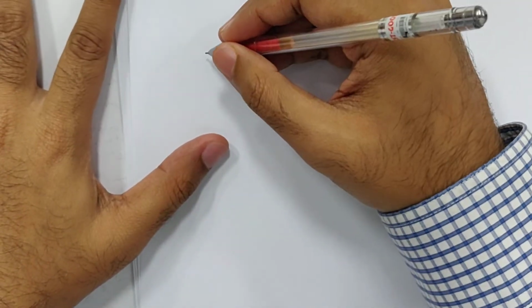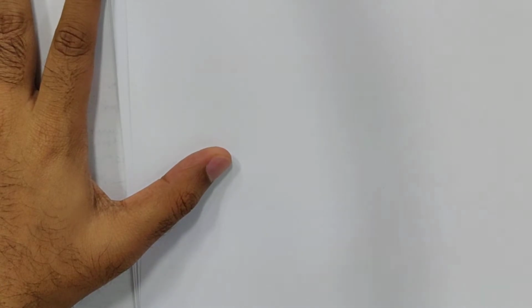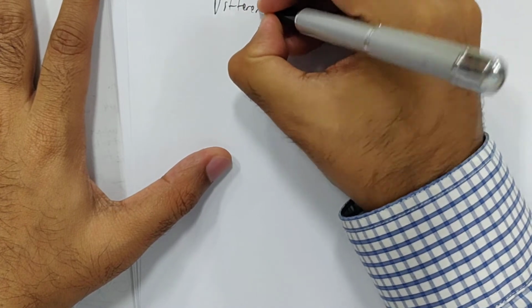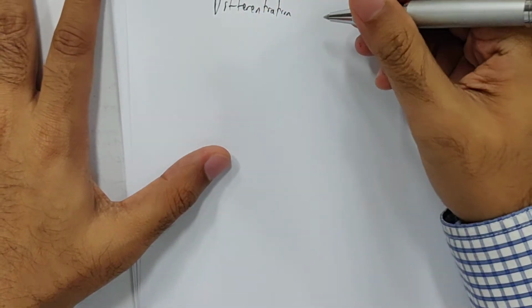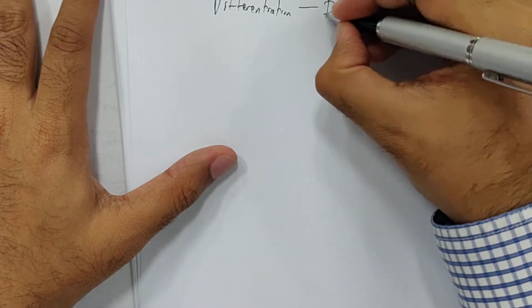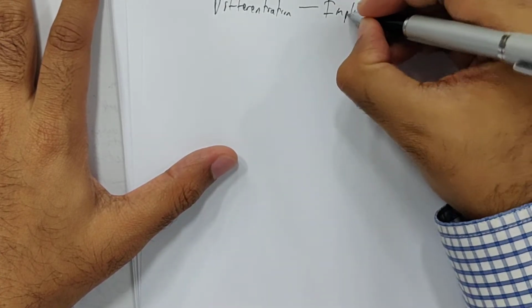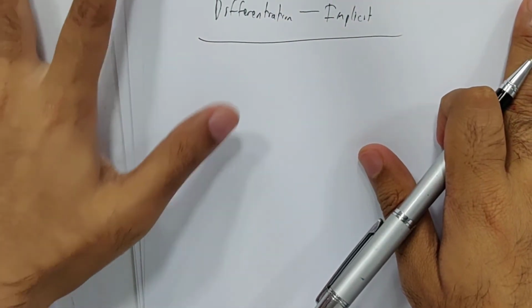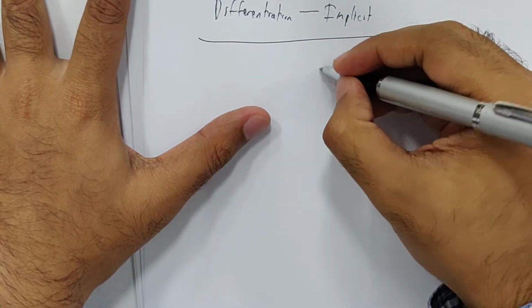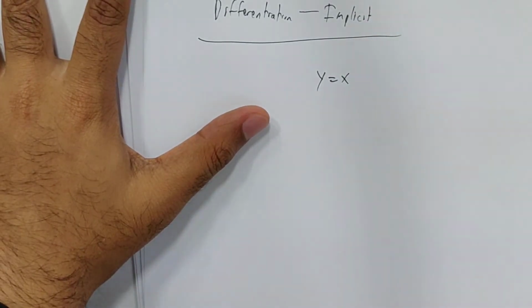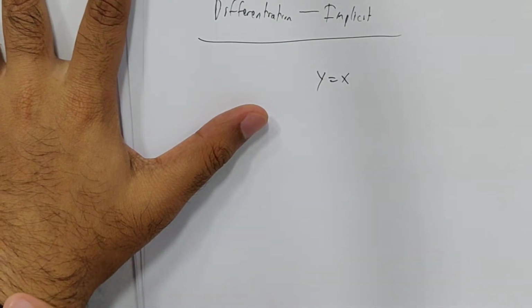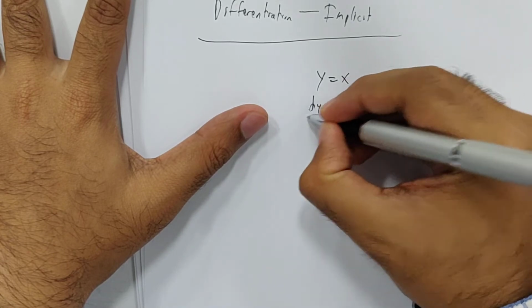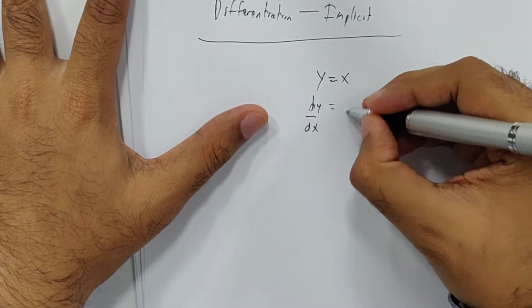Okay, differentiation, I'm going to be a bit quick. Okay, let's try implicit. Okay, how do you differentiate y equals x? dy/dx equals 1.